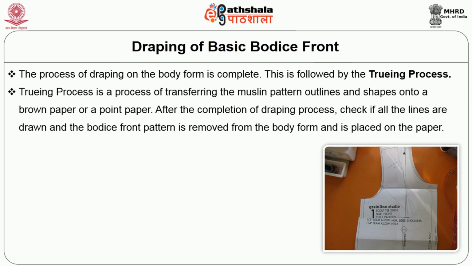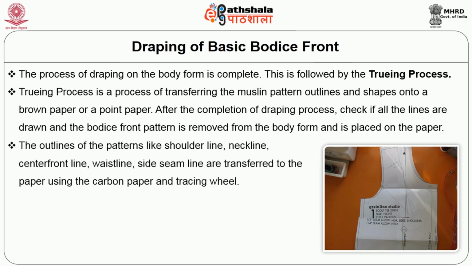The truing process is a process of transferring the muslin pattern outline and shapes onto a brown paper or a point paper. After the completion of draping process, check if all the lines are drawn, and then the body's front pattern is removed from the body form and is placed on the paper. The outlines of the patterns like shoulder line, neckline, center front line, waistline, side seam line are transferred to the paper using the carbon paper and the tracing wheel.